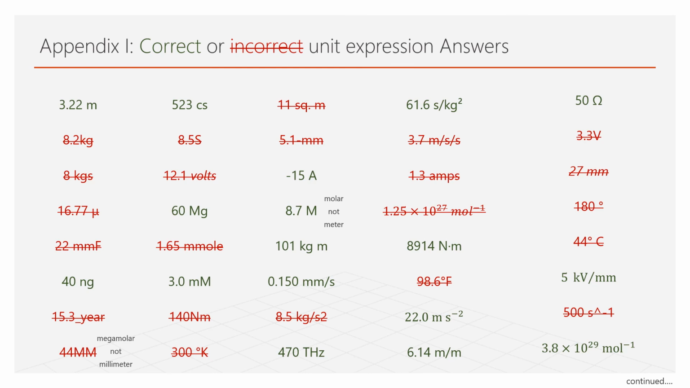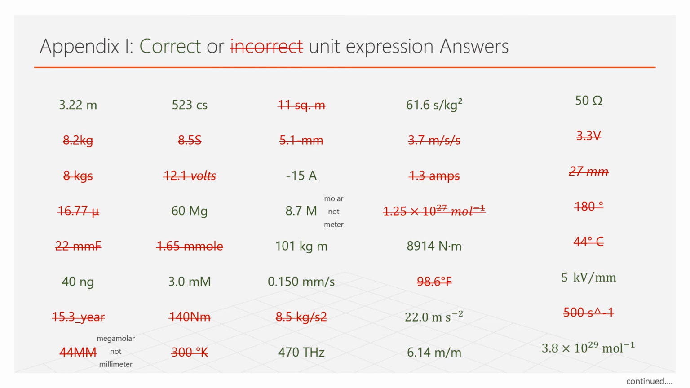In the next row, 22 millifarad, you cannot have a compound prefix. In the second column, 1.65 millimole, you either need to write out milli if you're going to write out mole, or you need to drop the E, because the symbol for mole is mol, not mole. And then in the last column, 44 degrees Celsius, you need a space between the 44 and the degree sign, and you do not need a space between the degree sign and the C.